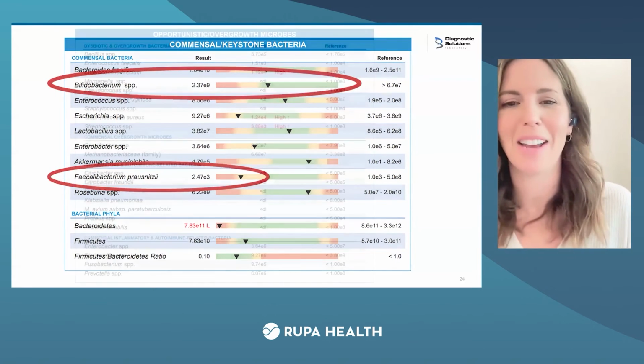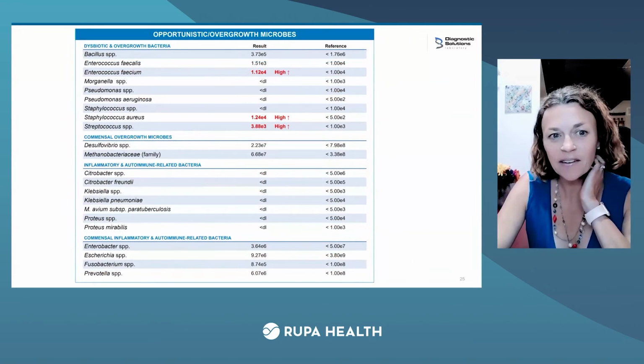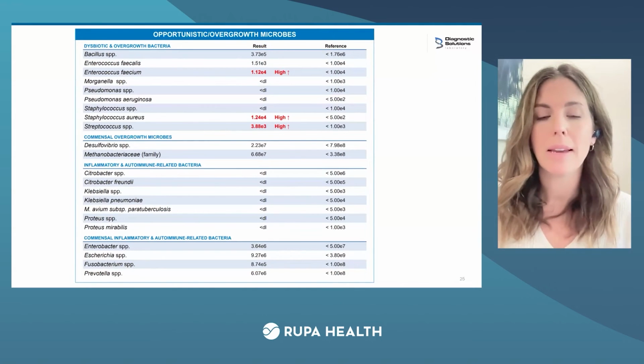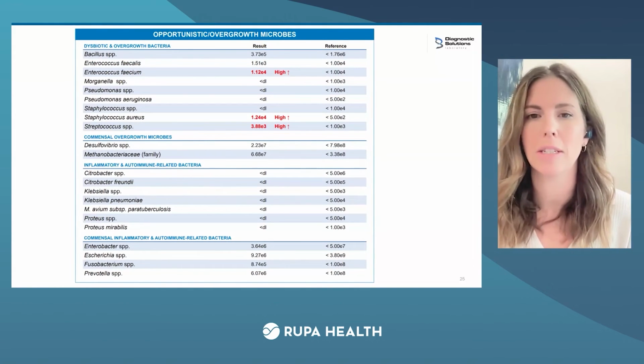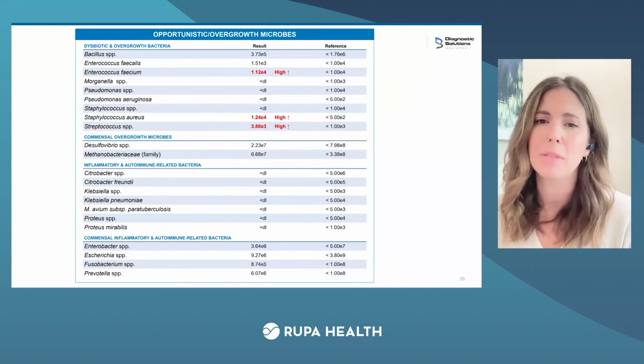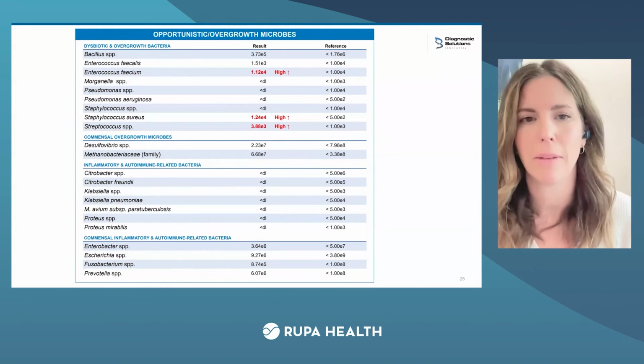Okay, so yes, ready to move on, Kat. Okay, so here we see the opportunistic and overgrowth microbes. So these are the organisms, in contrast with the pathogens, that need to have a weakness in the gut ecology to take a foothold. And we see a few things here that are really significant, especially significant in skin inflammation.